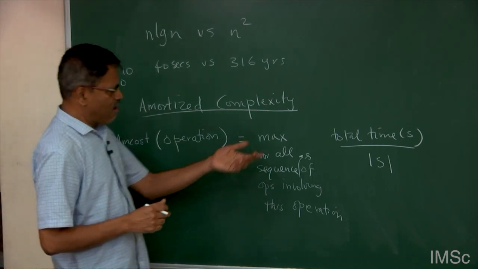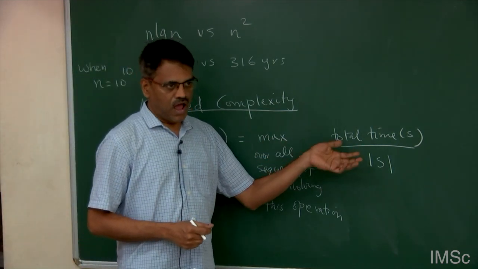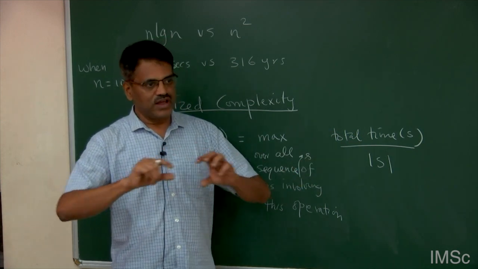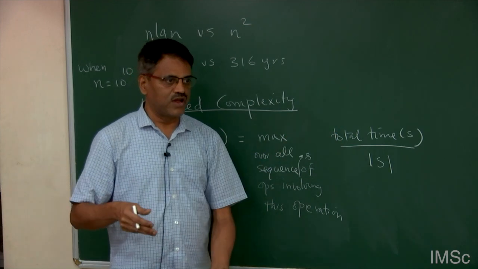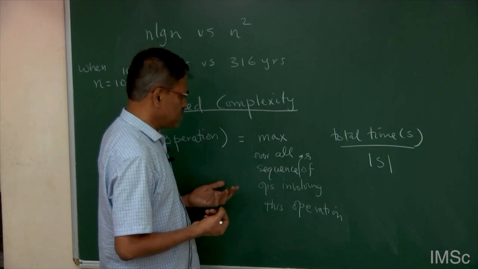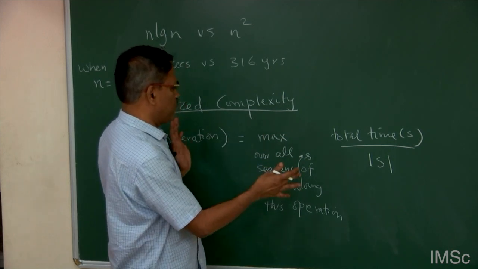So it is sort of an average time, but there is no randomization, no distribution happening. But you take a sequence of operations, take the total time and divide by the length of the sequence. And that is the amortized cost of the operation. And we do this over all possible sequences.